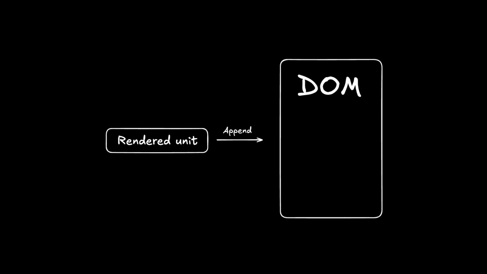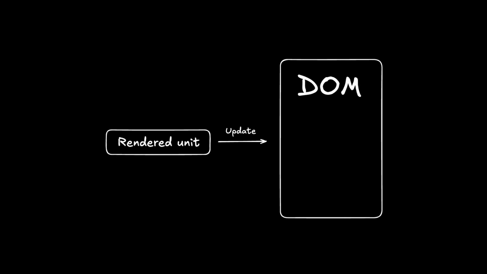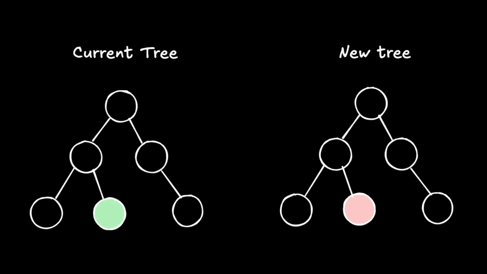So far, we have only added elements to the DOM. But what about updating them? To do that, we need to compare the current tree to the previously committed tree to identify changes. This way, we can update only the parts that have changed. React calls this process reconciliation.